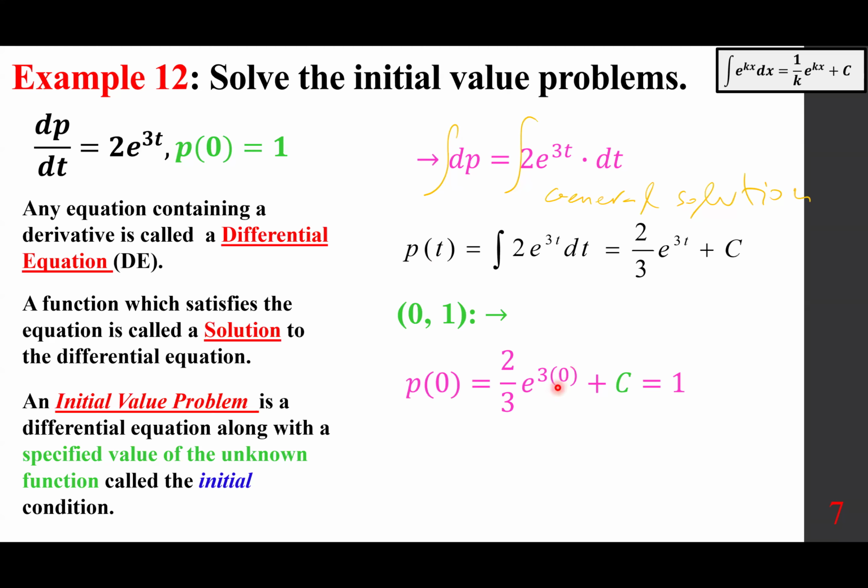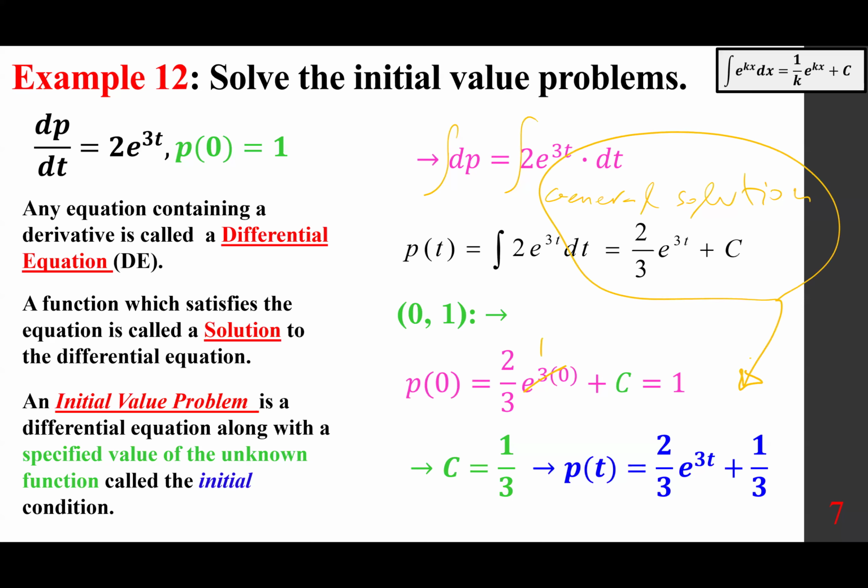So, of course, e to the power of 3 times 0, which is e to the power of 0, is 1. So 2/3 times 1 is 2/3 plus what number is 1? 1/3. Replace it. Now, the general solution with the help of one pair gives you one of those solutions called a particular solution. So that's pretty straightforward, everybody.